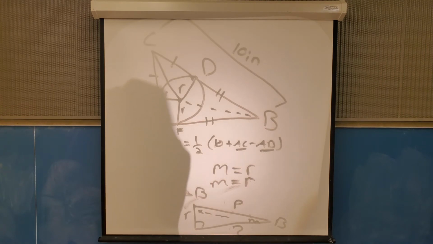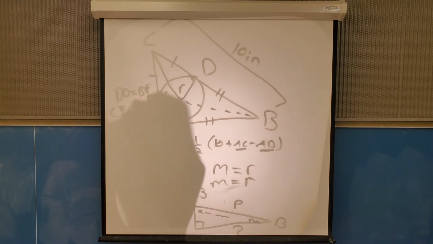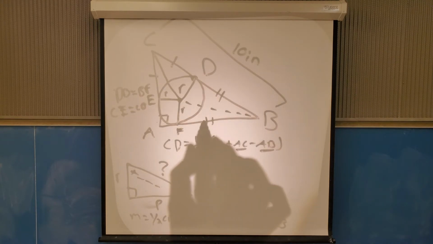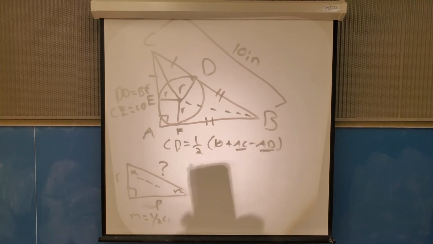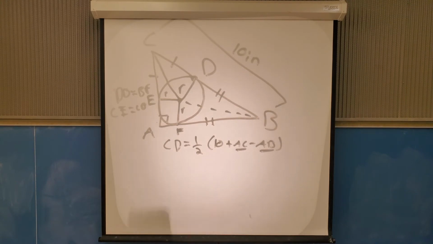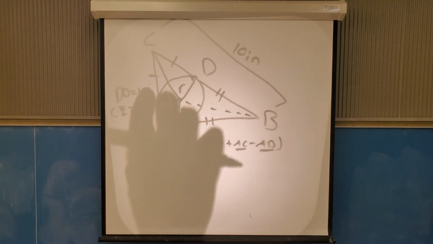Now BF, and that CE equals CD. We prove that these angles are all the same. Now that we have proven that, we can go ahead and prove that CD is equal to 1/2 times 10 plus AC minus AB.